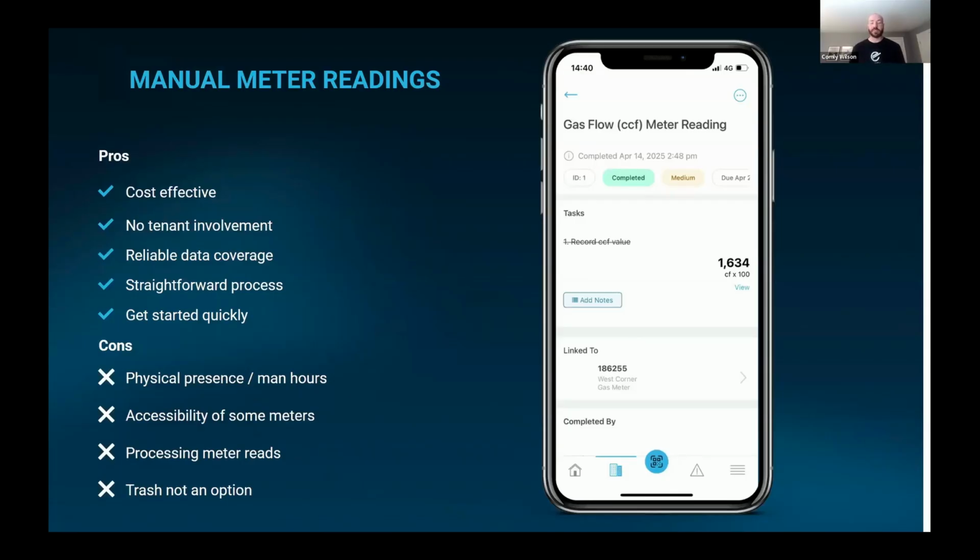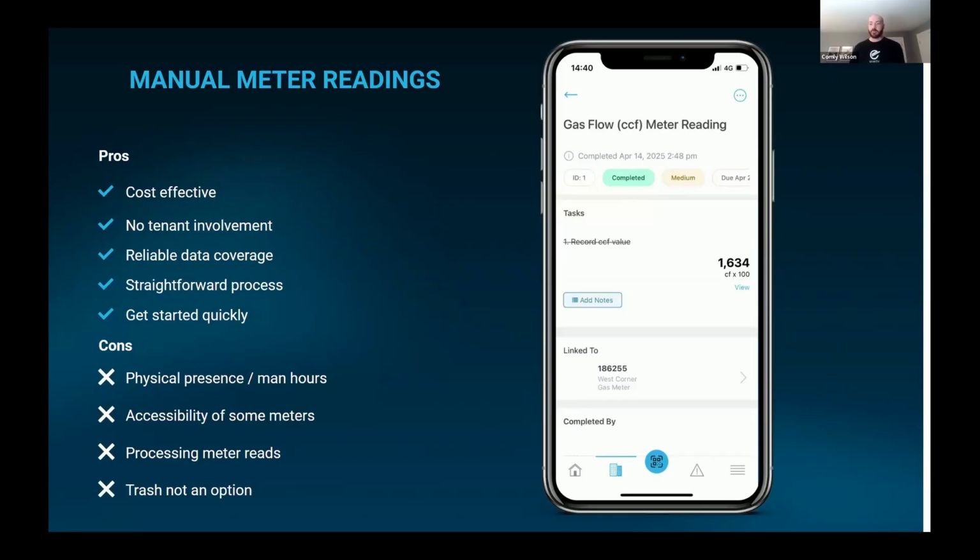So this approach is also cost effective, right? All you need is somebody's time and maybe a software to read the meters. It also, and this is really important, doesn't involve the tenants at all. So unlike the first two, where there's high levels of tenant involvement, manual meter reads can be done without their involvement, and I'll caveat, for the most part.